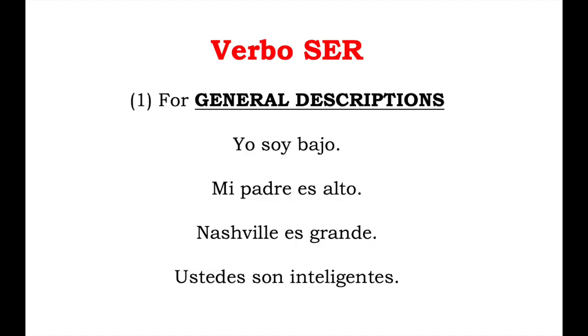We use the verb ser for several things. One of them, the most common one perhaps, is the description of essential characteristics of people or things or places or animals. These characteristics usually don't change. For example, yo soy bajo. Mi padre es alto. Nashville es grande. Ustedes son inteligentes. In all those cases, we use the verb ser.